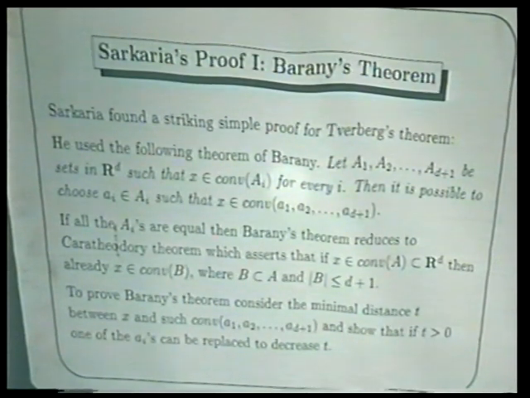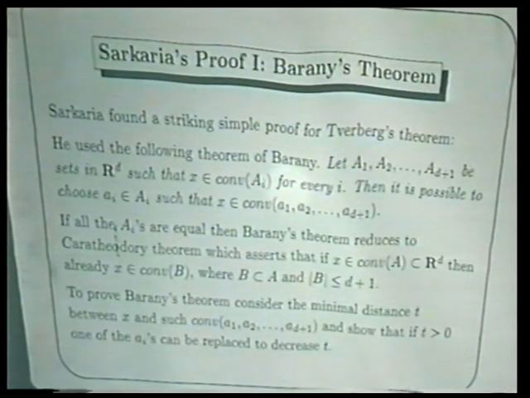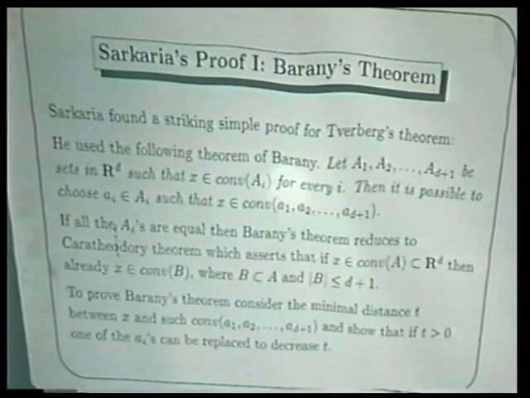And note that if all the Ai's are the same, this is none other than an old and classical theorem of Carathéodory, which says that if a point in R^D lies in the convex hull of a set, then it's already in the convex hull of D+1 points in the set. Okay, now this is Bárány's theorem, and in order to prove it, we will try to find the minimal distance between such a convex hull of A1 up to AD+1 and the point X, and try to reach a contradiction if this minimal distance is greater than 0. So let's go on with the proof of Bárány's theorem.